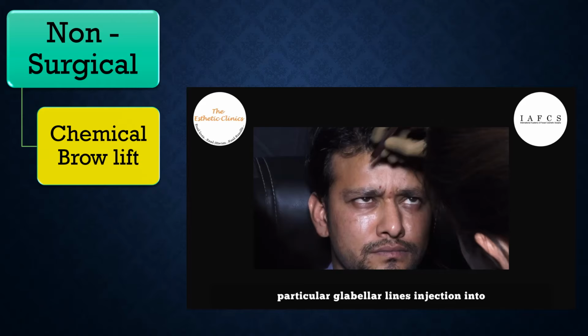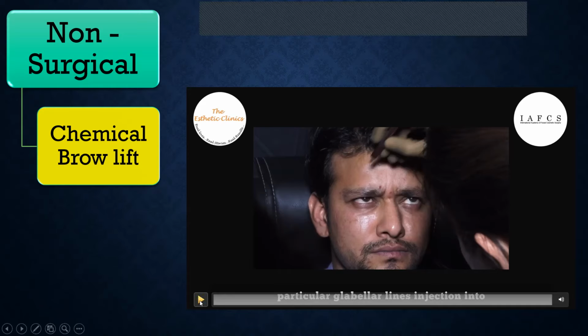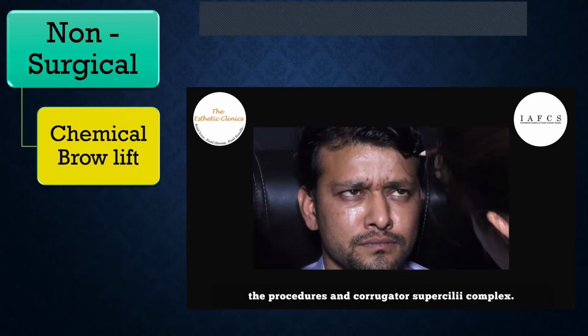But you must remember that unless and until you use the botulinum toxin to paralyze or reduce the activity of the depressors which lie in the central axis, just using a little bit of botulinum toxin below the tail of the brow in trying to get the brow to kick up will just not work. Unless the depressors lose their action, the elevators will not be able to elevate the brow, and that's the first step in a chemical brow lift. Into the procerus and corrugator supercilii complex.